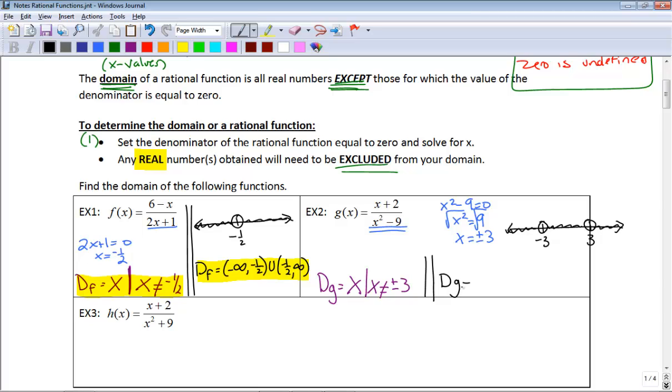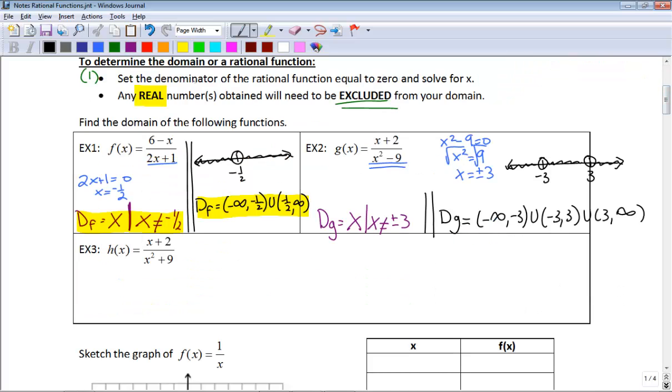So if I look at that number line to help me write the domain in interval notation, I would get that the domain of g is equal to negative infinity to negative 3 with a parentheses because of the open circle, union, then between negative 3 to positive 3, again with parentheses because of the open circles, union again, 3 to infinity. All right, let's look at example 3.